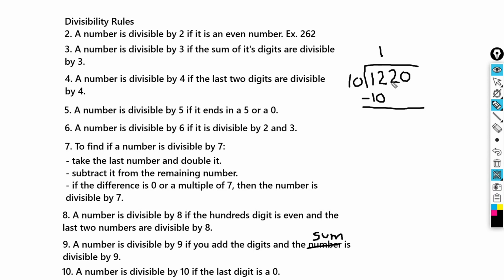1 times 10 is 10. So 12 minus 10 is 2. Bring down the other 2. 10 goes into 22 twice. And 2 times 10 is 20. 22 minus 20 is 2. Bring down the 0. And 10 goes into 20 twice. So 2 times 10 is 20. And we're left with the remainder 0. So 1,220 is divisible by 10.